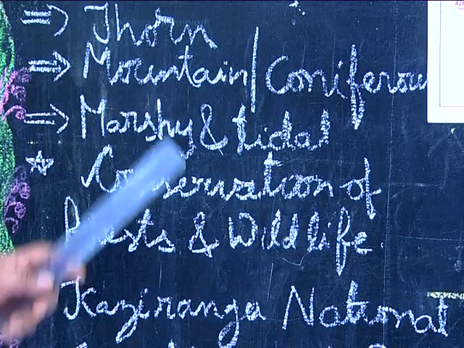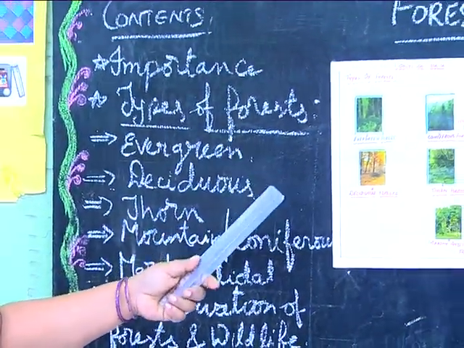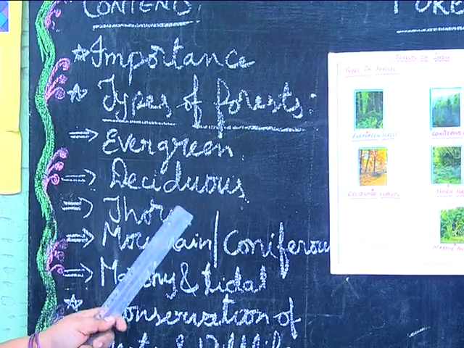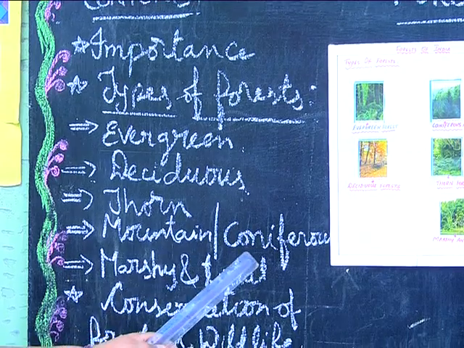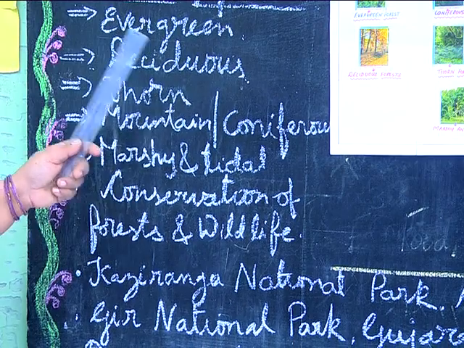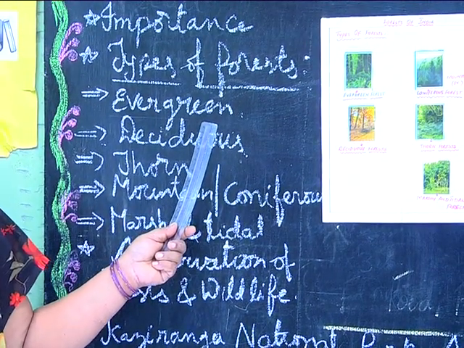Now we will move into types of forest. There are different types of forest. They are evergreen forest, deciduous forest, thorn forest, mountain or coniferous forest, marshy and tidal forest. These evergreen forests, as the name indicates, never shed their leaves.